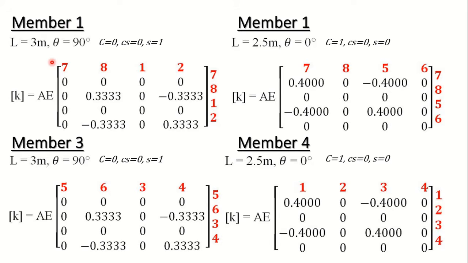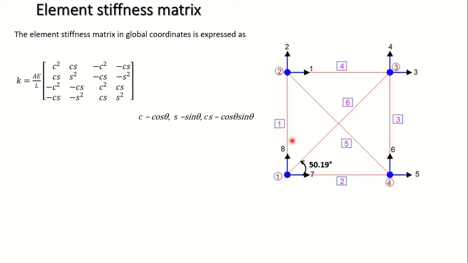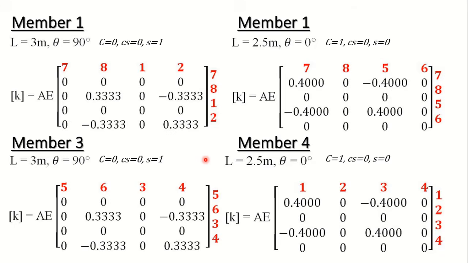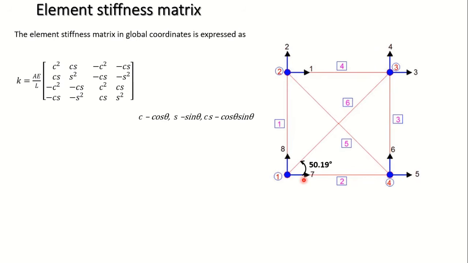Now coming to the second member. The second member is here. This is a horizontal member, so that will be the second member. Theta for this will be 0.